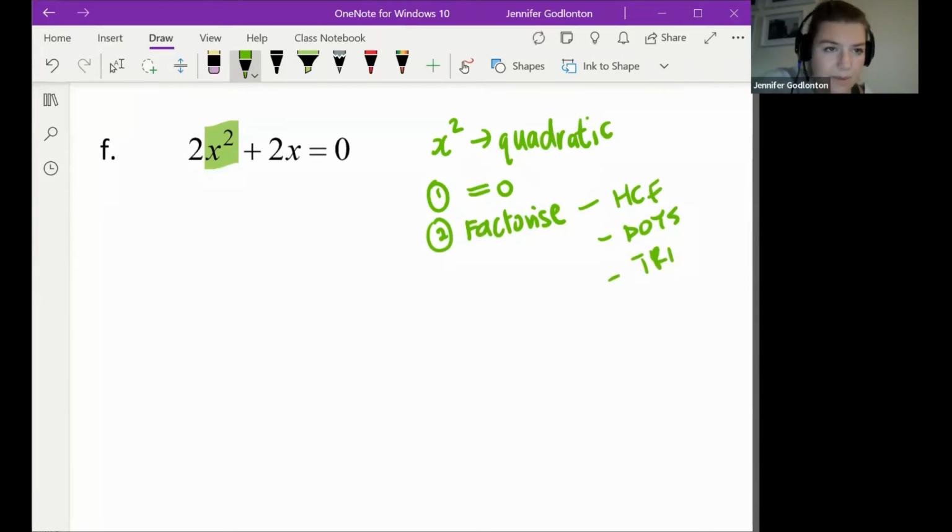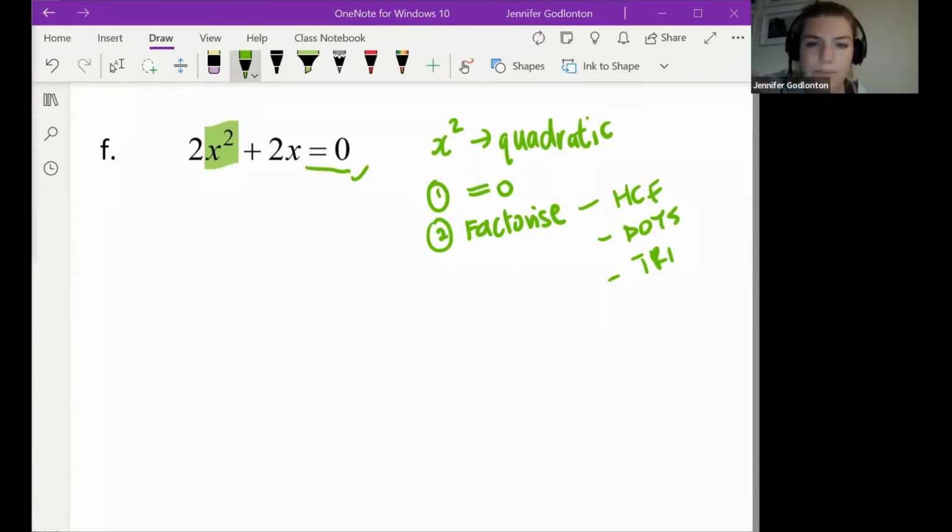dots, trinomial. Okay, so we see it's an x squared. We think, okay, it's quadratic. We need to make sure it's equal to 0. It is already equal to 0. Great. That means we get to move on to step 2. Step 2 says we need to factorize. I've got 2x squared plus 2x. How can I factorize that? Is there a highest common factor?